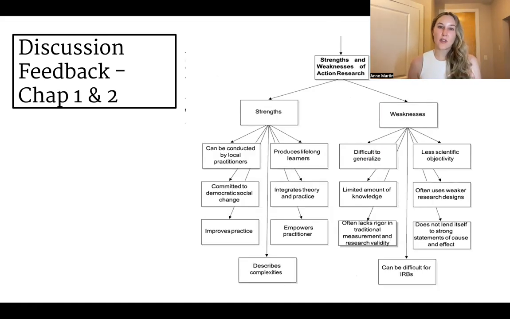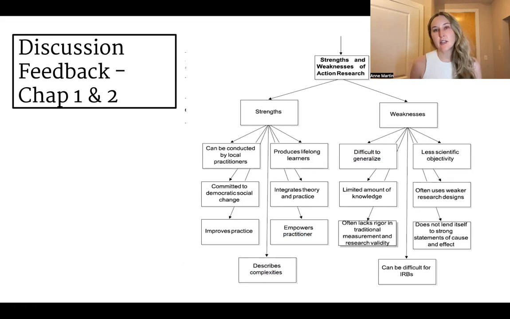So when we're thinking about the strengths and weaknesses, I wanted to share this because it might provide some insights that help you better understand the distinction between action research and applied. So some of the strengths, of course, the local practitioners can do it themselves. It promotes being a lifelong learner and researcher, and it positions practitioners as having a lot of ownership over their own practice. It improves their practice, again, empowers them, and helps describe some of the complexities that you're only going to see if you are also in the field at the same time.